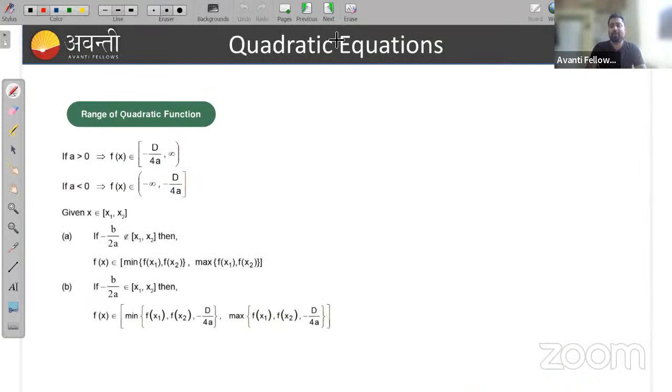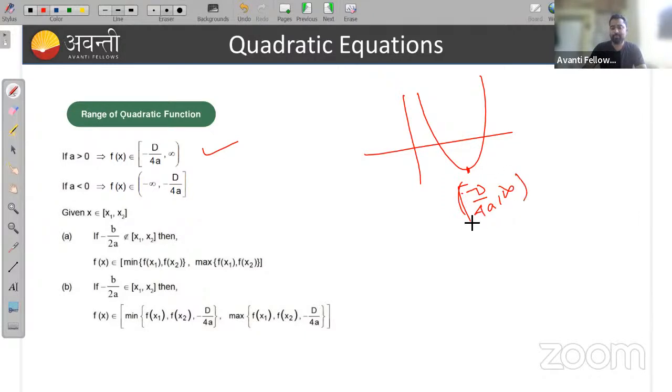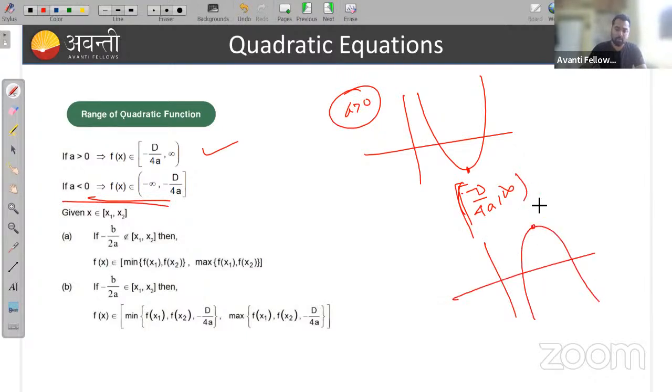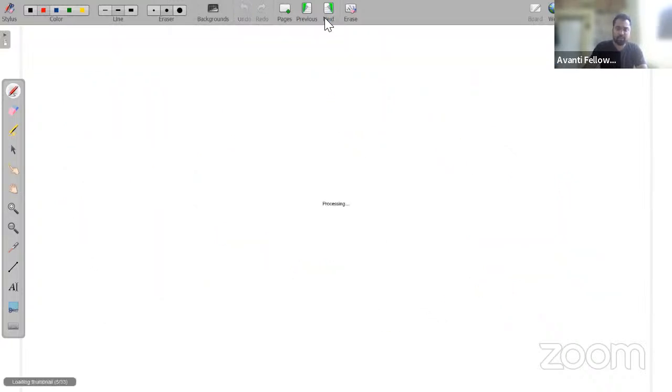Quadratic equation, range of quadratic equations, all of you know. When a is greater than 0, then the minimum value of the quadratic equation will be minus d upon 4a, and the maximum value will be infinity. And when a is less than 0, the maximum value of the parabola, or of the quadratic equation, will be minus d upon 4a to infinity. Maximum value. Okay, these are fine, no problem.